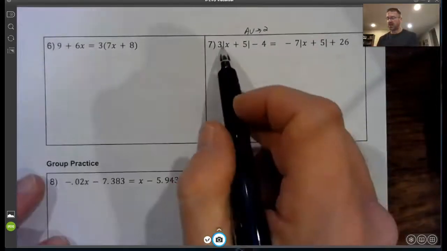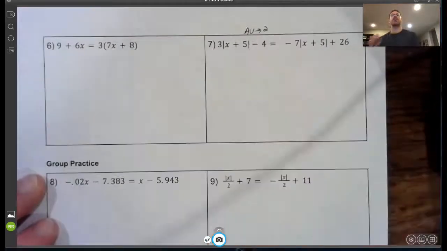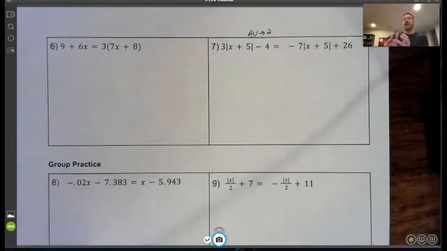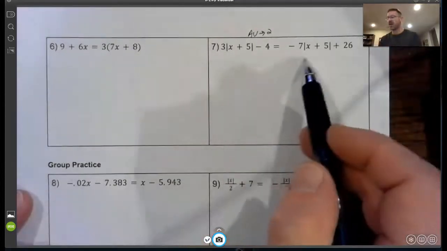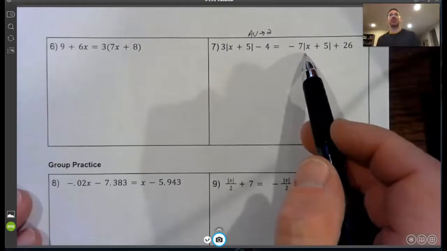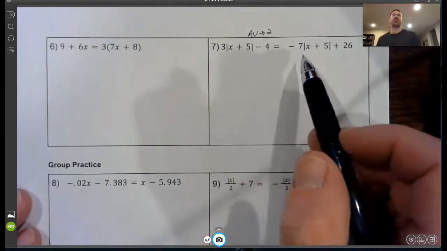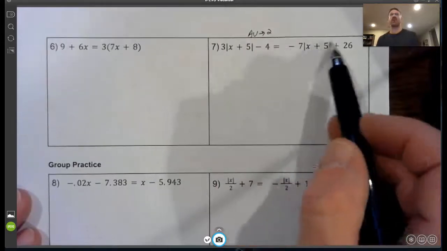So I can't take this 3 and multiply into this. I can't take this 7 and multiply into this. But what I can do is treat them like terms. So if I have the absolute value of something, and I have another absolute value of that same something, so x plus 5 and x plus 5, I can treat those like terms. So I can't distribute on the left side. I can't distribute on the right side. There are no like terms to combine on the left side, no like terms to combine on the right side.